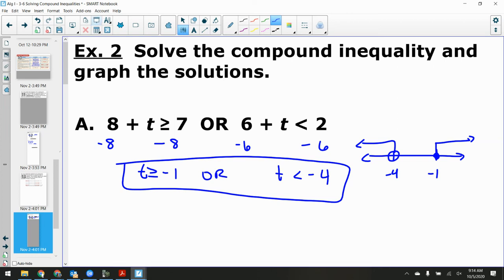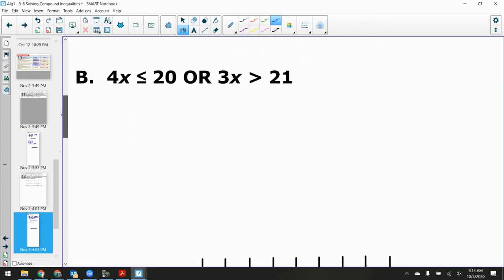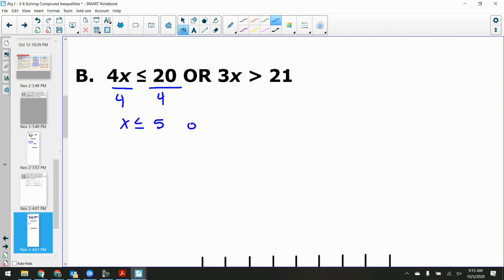It's Monday. Take a look at this one. 4x is less than or equal to 20, or 3x is greater than 21. See, these are pretty easy to solve. It's like getting a 2-for-1 deal. You get 2 equations for the price of 1 problem. So x is less than or equal to 5, or x is greater than 7.